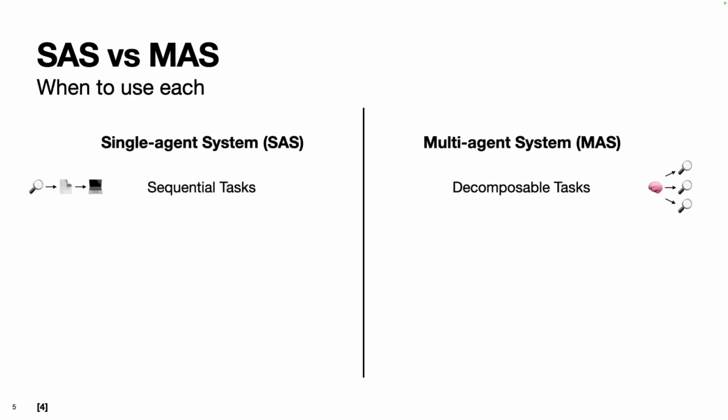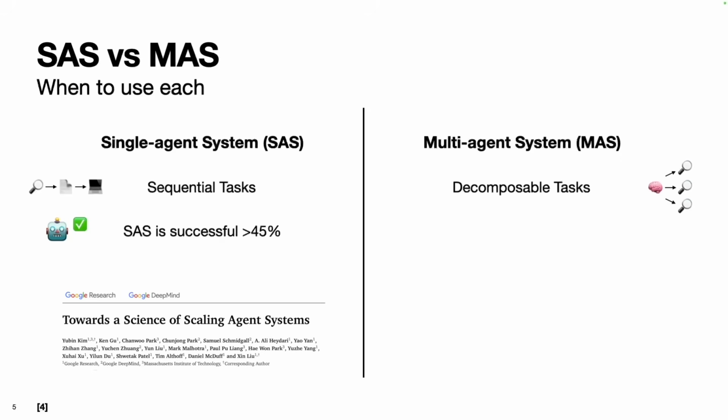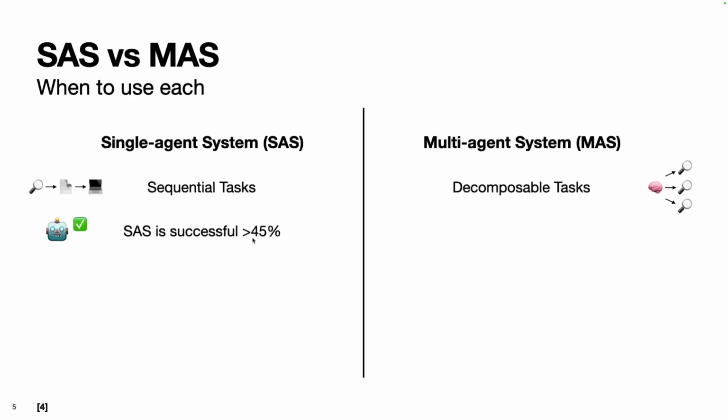So you can have multiple agents going out, doing a deep dive into each of these libraries, and then those results can be synthesized later. Another key insight comes from this paper by Google Research, where they found if a single agent system can do the task more than 45% of the time, using a multi-agent system is not a good idea.